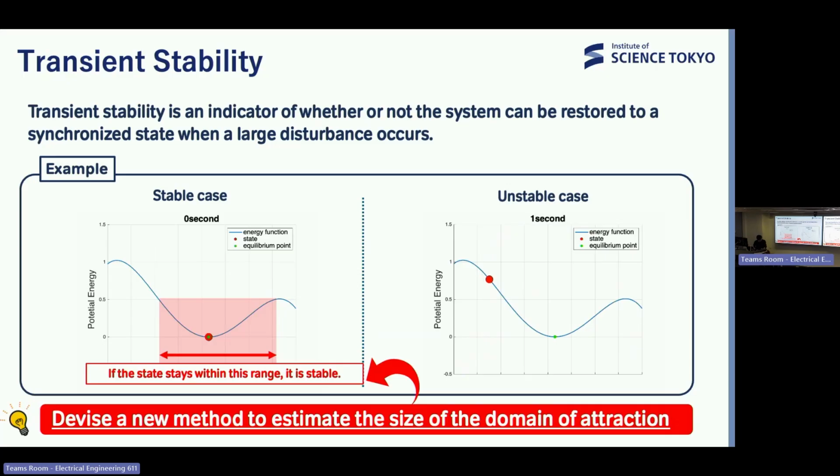The red box represents the range within which a given energy function can return to equilibrium. This range is known as the domain of attraction. This research focuses on estimating the size of this domain of attraction within the power system's energy function.